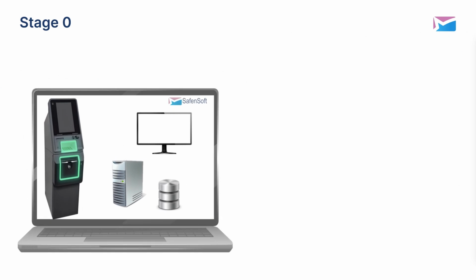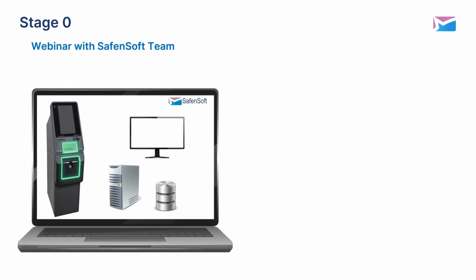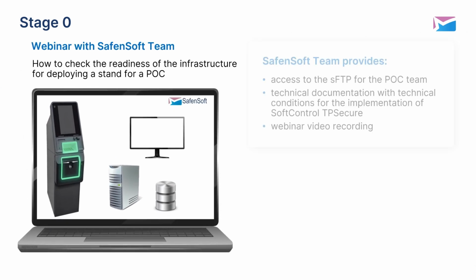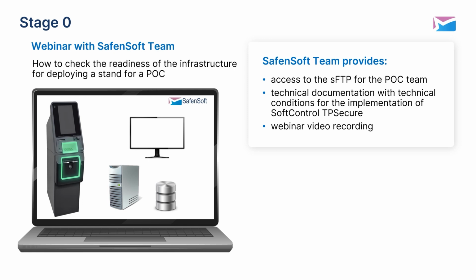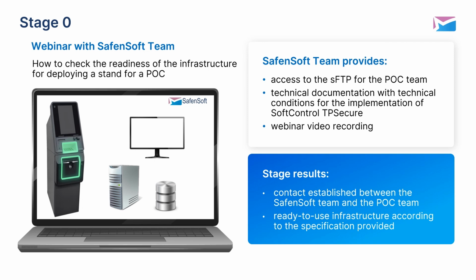First, we arrange a webinar with the SafenSoft support team, where we provide information about technical conditions for the implementation of Soft Control TP Secure. After the webinar, the SafenSoft support team provides access to the SFTP with technical documentation and a recording of the webinar. We consider the result of this stage to be the established connection between the two teams, the SafenSoft team and the PoC team at the bank or partner, and that they are ready to use infrastructure according to the provided specification to start deploying Soft Control TP Secure.